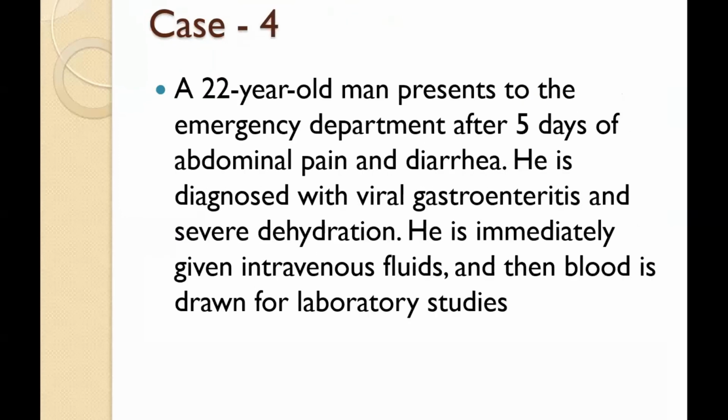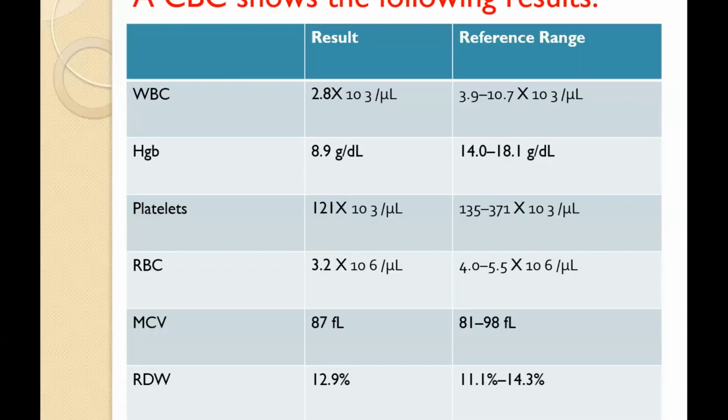Now, this patient presented with abdominal pain and diarrhea, diagnosed as viral gastroenteritis, and immediately IV fluids were started. They collected blood also and sent it to the laboratory. And what were the findings? Low hemoglobin, low TLC, low platelets. Again, pancytopenia. There was no apparent cause of pancytopenia in this situation.